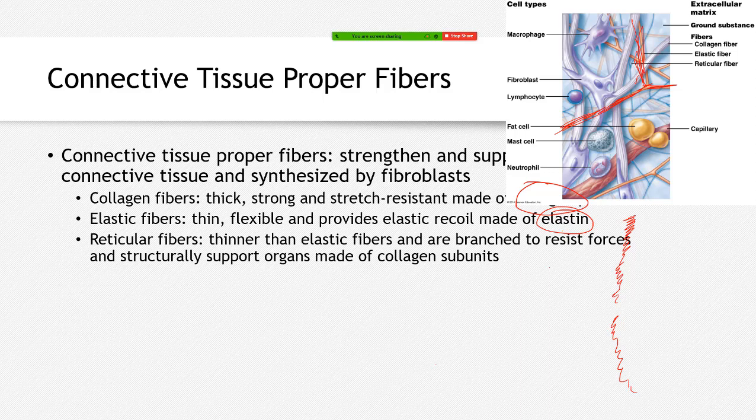Then we have something even thinner called the reticular fibers. Reticular fibers are there to resist forces as well and support the organ structurally. They're also made of collagen protein. The thing about this is that it is branched as well. When I say branched, it means that it will end up forming these jaggedy angles. And we'll see these when we look at the reticular connective tissue.